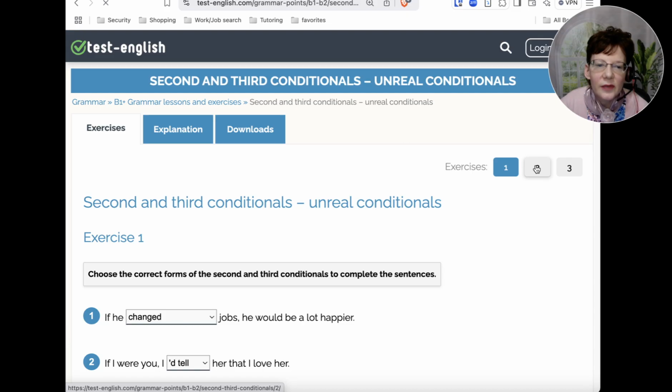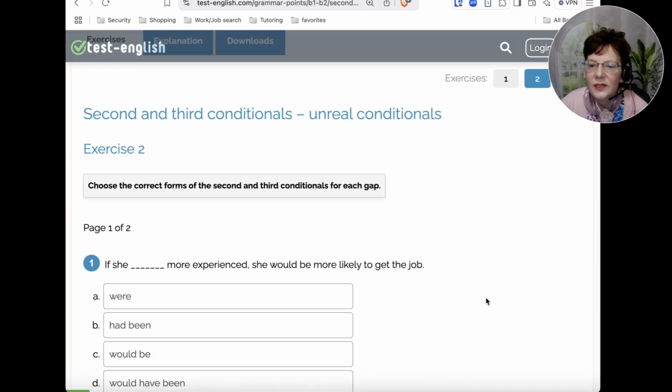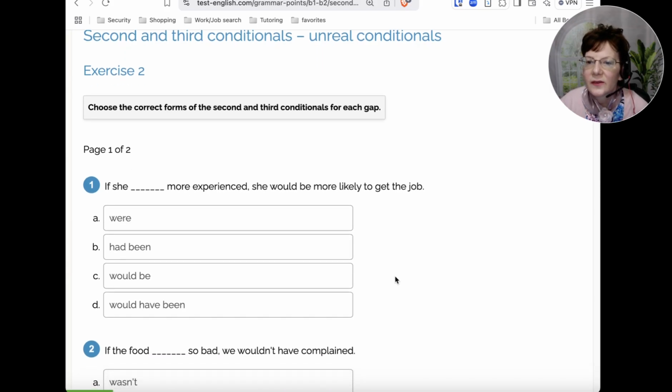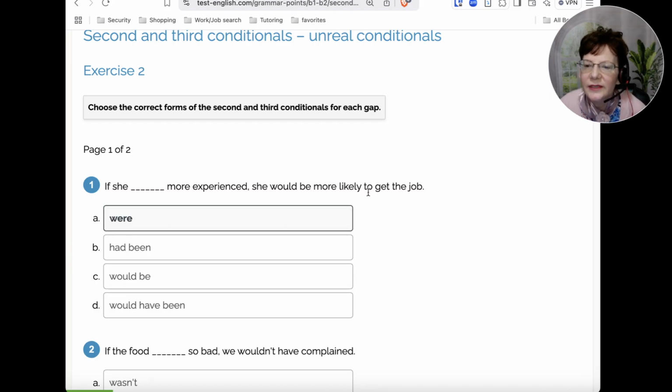Okay, exercise 2. This one is multiple choice. So number 1, "If she ___ more experienced, she would be more likely to get the job." Were, had been, would be, or would have been. Right, so it's second conditional. So if you chose option A, were, that would be the correct one.